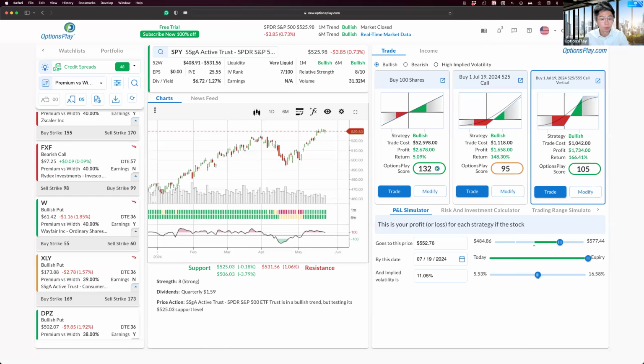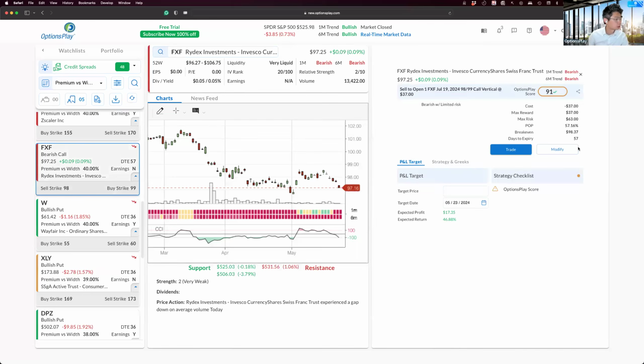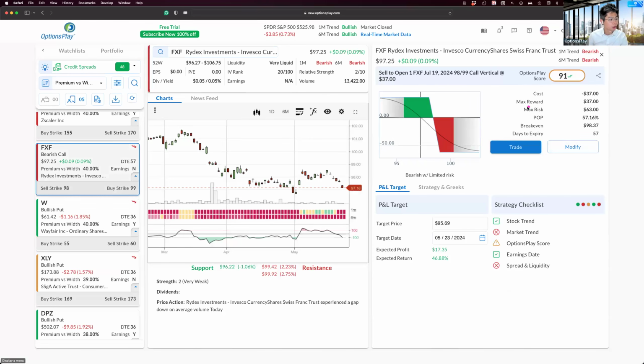Are there margin requirements for credit spreads? Yes. So the maximum risk on any credit spread is your margin requirement. So if you're looking at, I'm just picking any random one right now, I'm looking at FXF, which is the currency ETF for the Swiss franc. So whatever your max risk is on a strategy, on a credit spread, that's going to be your margin requirement. So in this particular case, that would be $63 per contract to sell this FXF call credit spread.